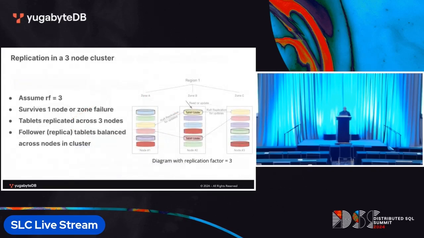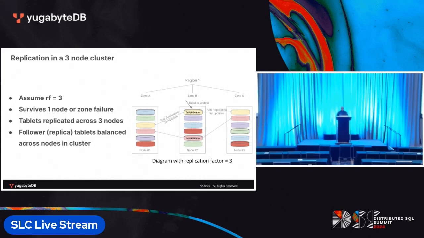So far, so let's see how replication happens in this 3-node cluster. In this example, we have tablets which are spread across 3 different nodes. The solid outlines, the solid color ones, are tablet leaders and their followers.